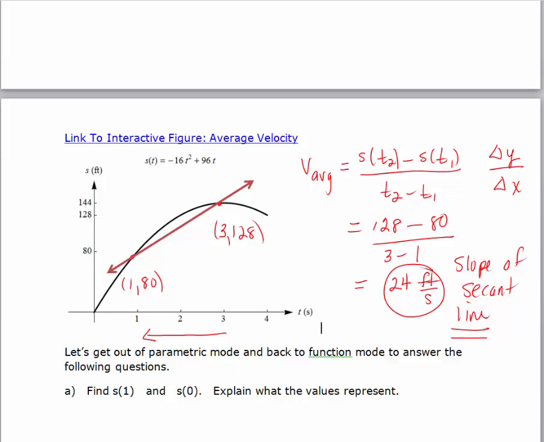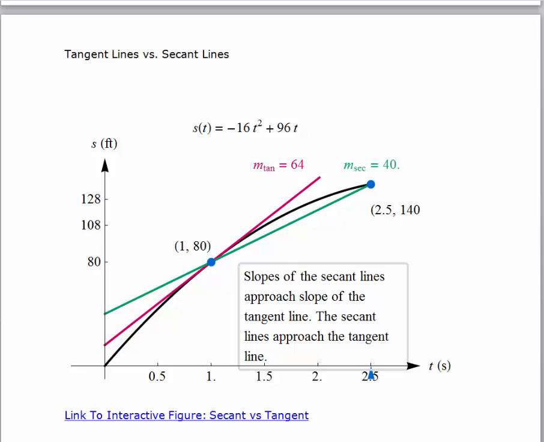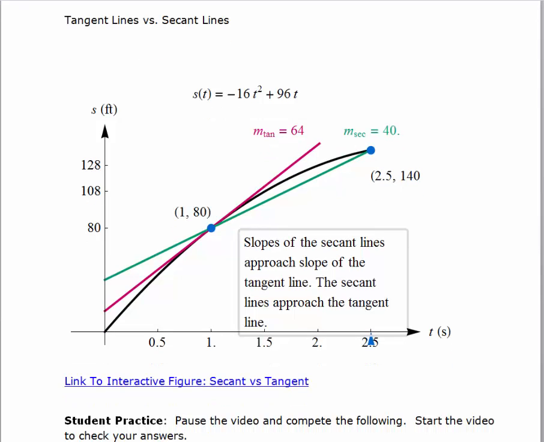So I'm going to have you scroll down to the page with the tangent versus secant lines. And there's a nice interactive figure here. Let's first just read this. The slopes of the secant lines approach the slope of the tangent line. The secant line approaches the tangent line. So when we let our t values get smaller and smaller and approach 1, our secant line is actually going to approach a tangent line, and this interactive figure helps quite a bit.